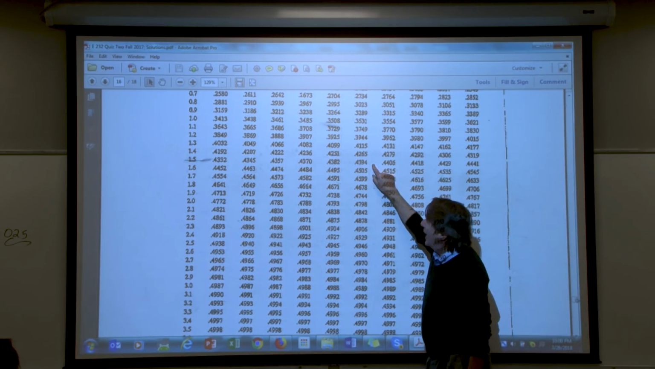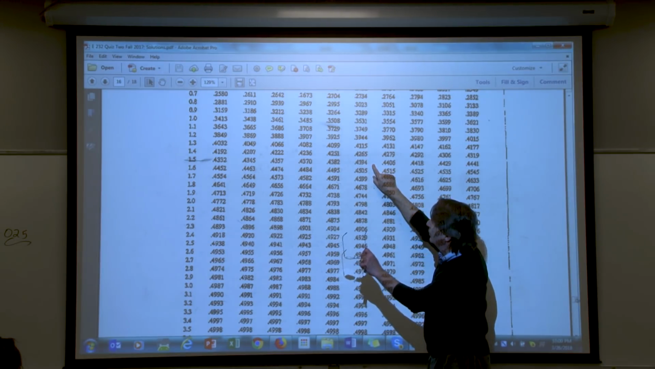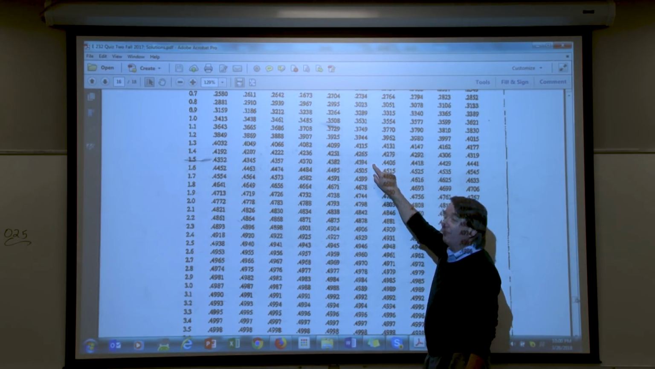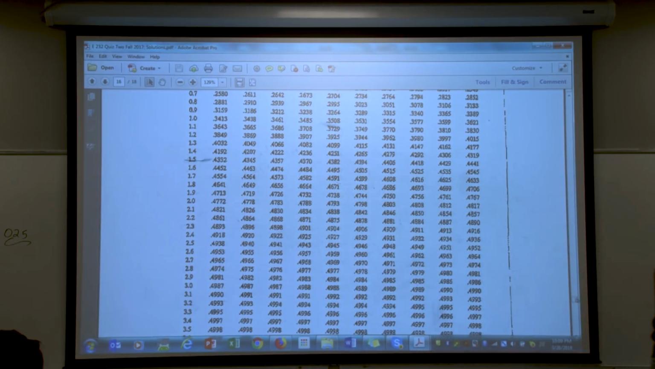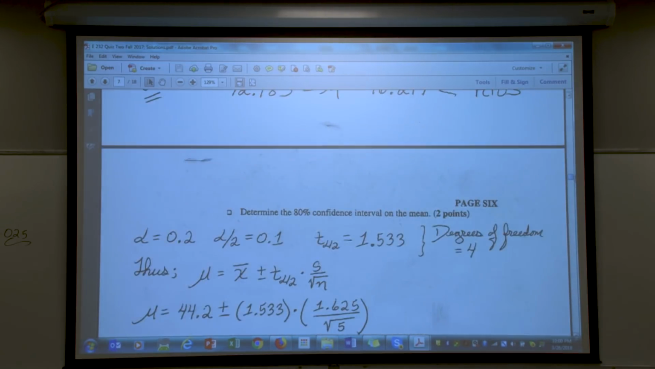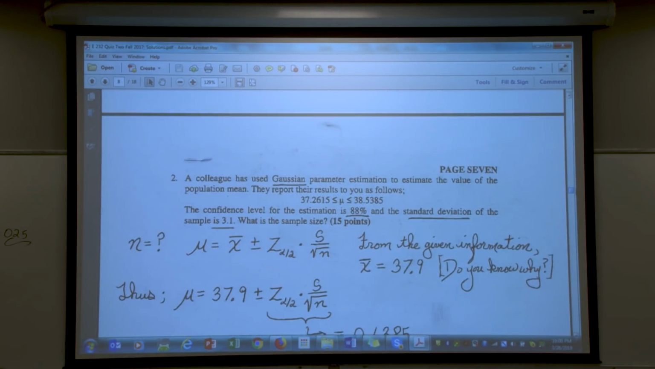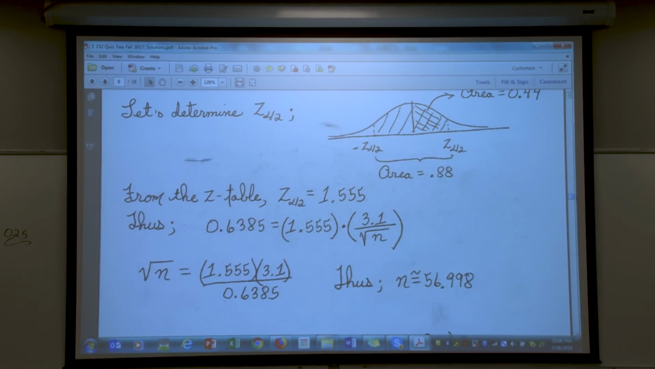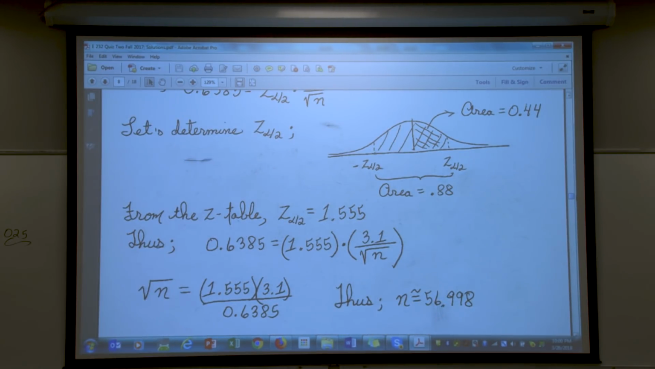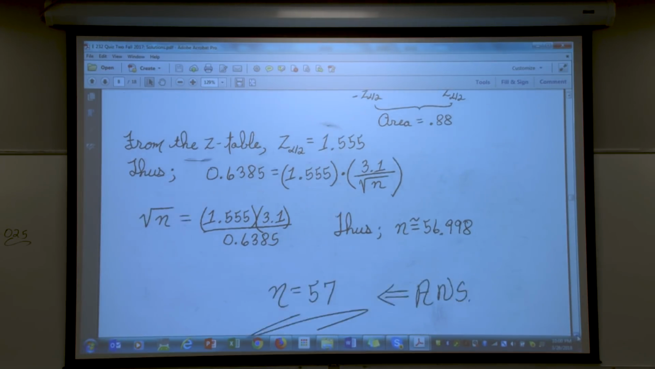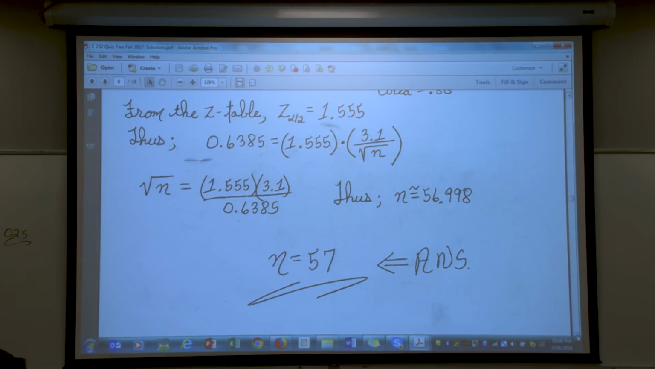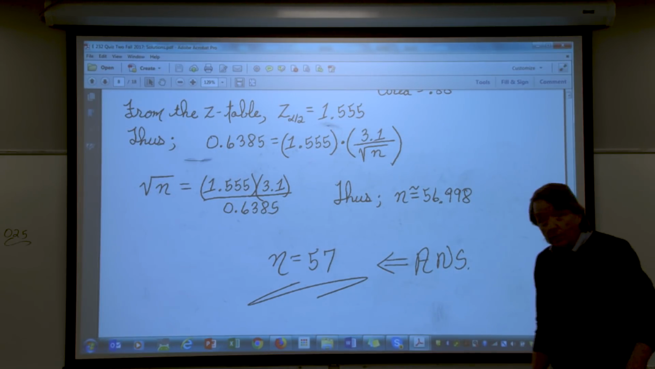All right. So now we can say, okay, it's 1.555. Not bad, Ryan. We got it. So we then get z to be 1.555. I solve for the square root of n. We get 56.998. So due to slight round off error, n is 57. So I asked you this backwards. How did we do?